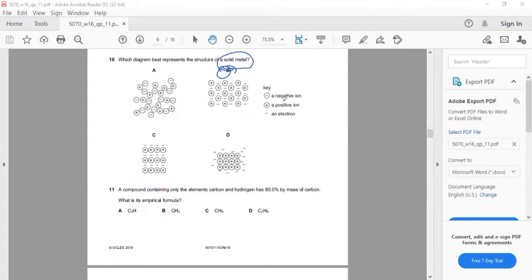Layers of positive ions, it's not like that. One negative, one positive, one negative, one positive. Why is it wrong? Wrong. They are randomly arranged. So B is the answer.